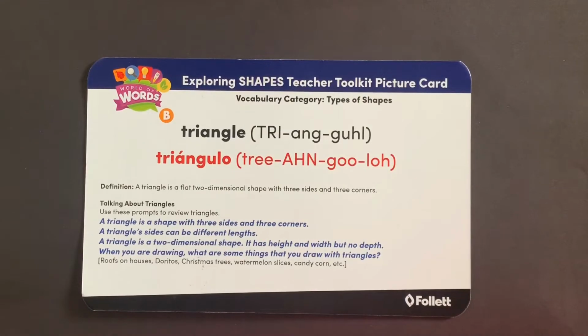A triangle is a shape with 3 sides and 3 corners. A triangle's sides can be different lengths. A triangle is a 2-dimensional shape. It has height and width, but no depth. When you are drawing, what are some things that you draw with triangles? Doritos, Christmas trees, watermelon slices, candy corn.